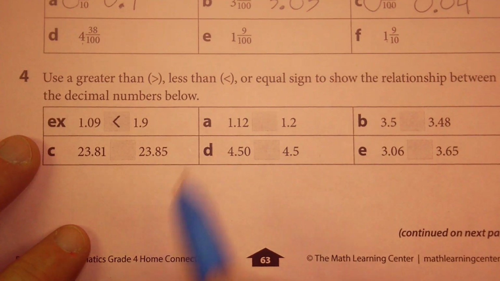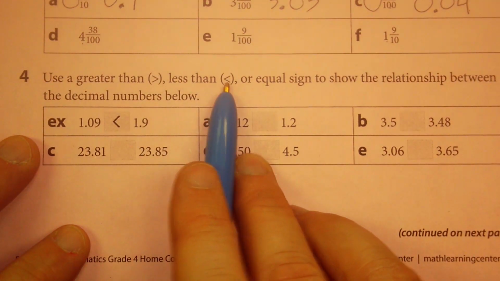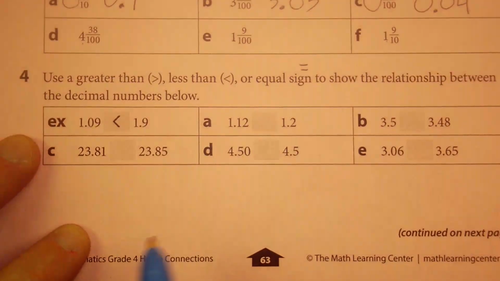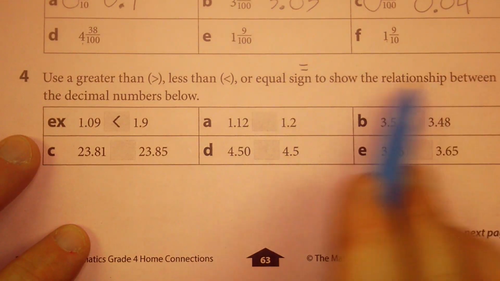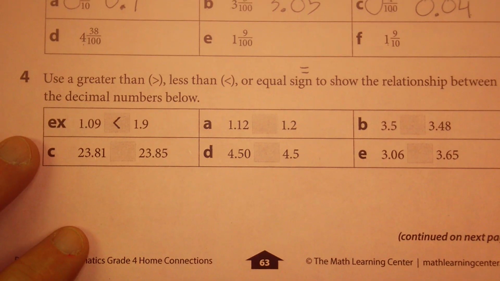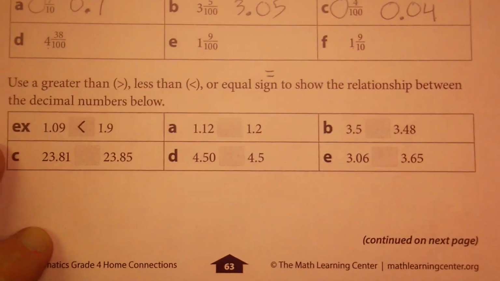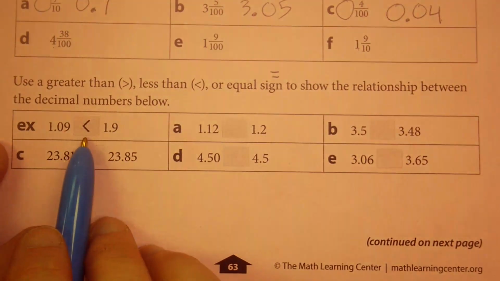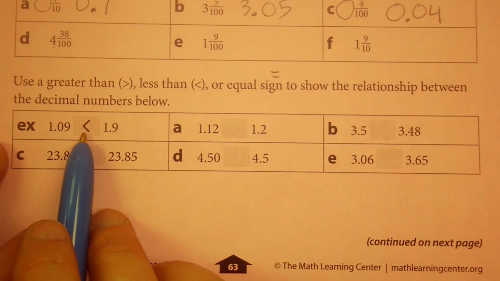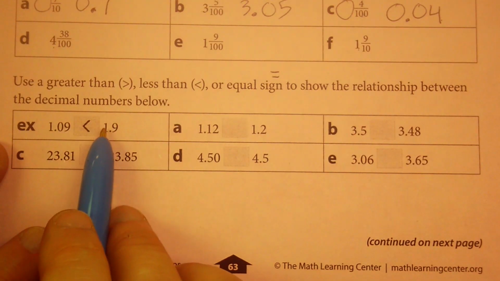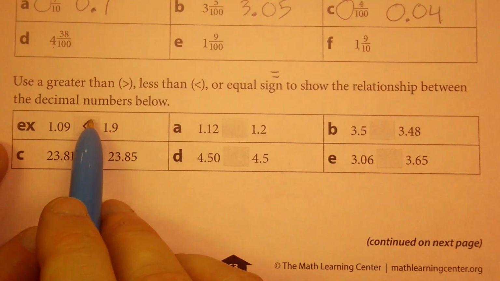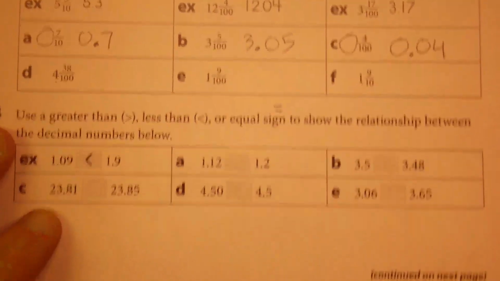Use a greater than, less than, or equal sign, I think it's funny they didn't write that in there, to show the relationship between the decimal numbers below. So I grew up saying that the alligator eats the bigger number. 1.09 is less than 1.9. 1.9 is bigger, so the alligator eats the bigger number.